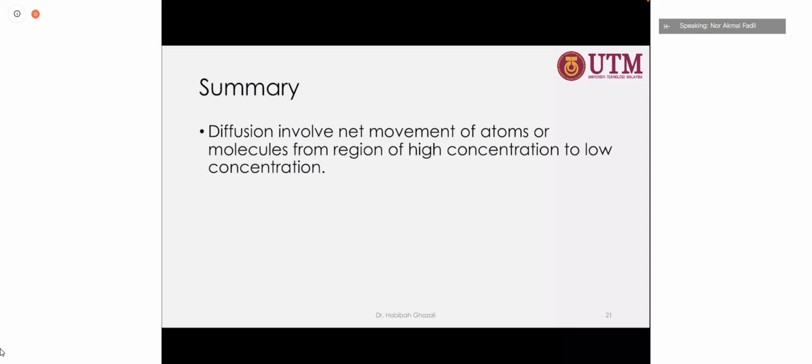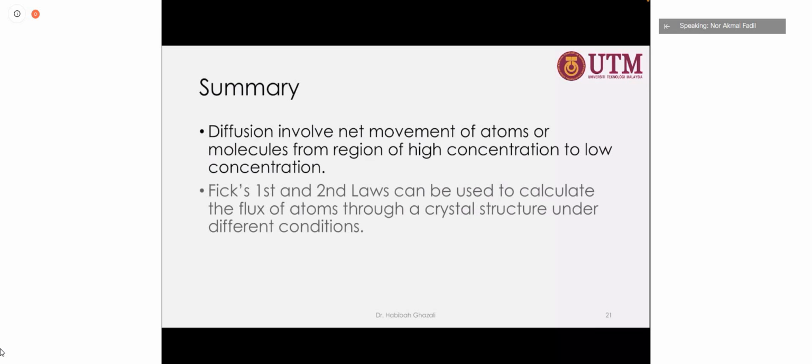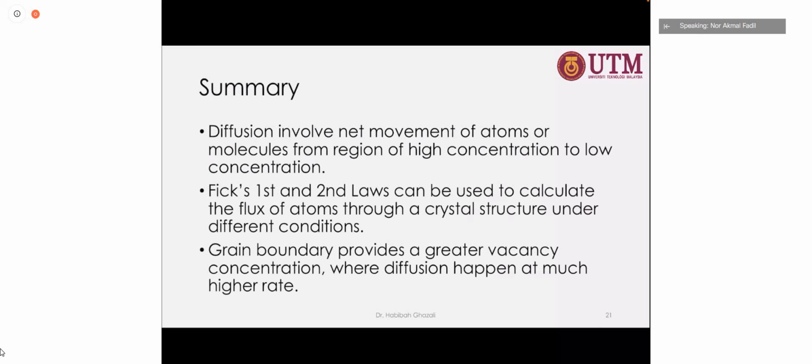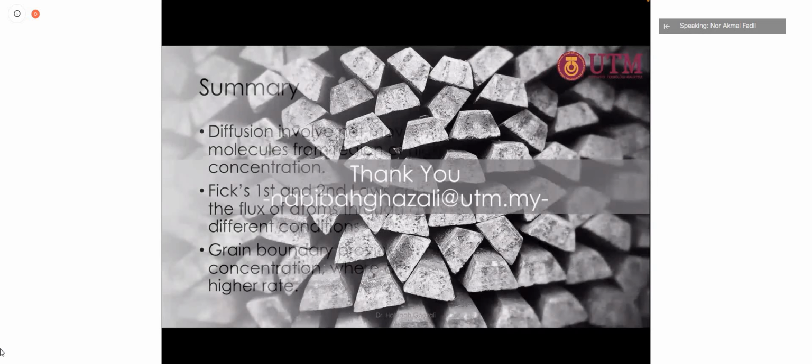So diffusion involves a net movement of atoms or molecules from a region of high concentration to low concentration. Fick's first law and second law can be used to calculate the flux of atoms through a crystal structure under different conditions. And the grain boundary provides a greater vacancy concentration, I mean it has more vacancies compared to inside the grain itself, where diffusion happens at a much higher rate.